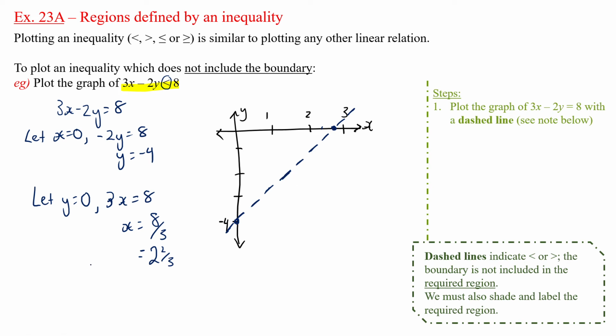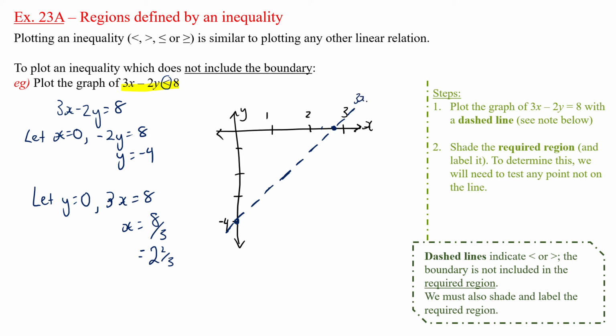Okay, our last step is to shade the required region and to label it. Before we do this, we need to figure out a point to test. So I'm just going to label the line really quickly. So we pick a point to test. My recommendation is to always test the origin, 0, 0. I always find it's the easiest point to substitute in.